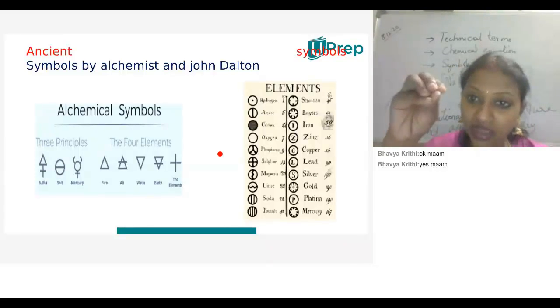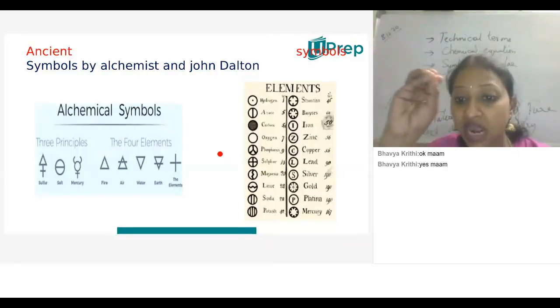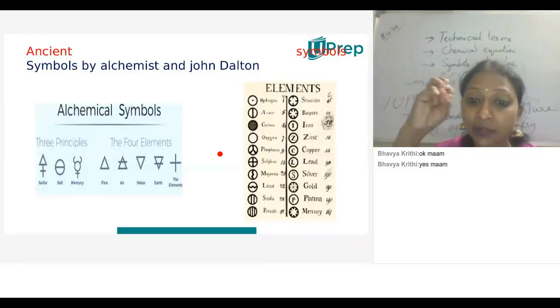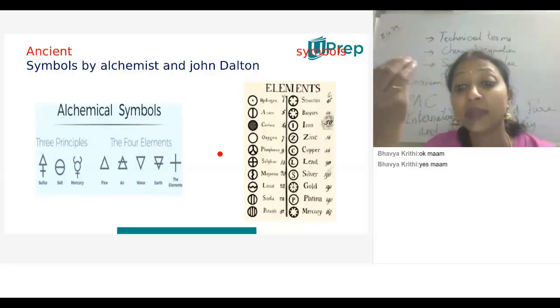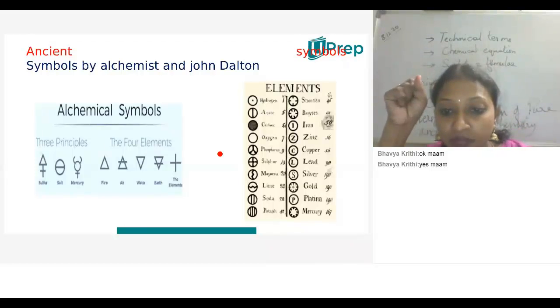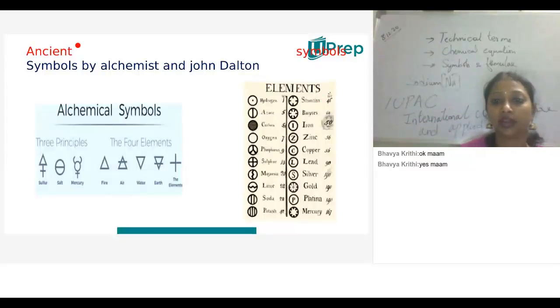Whichever atoms were found at that particular time, they placed under these four categories only. Understood? So on what basis did they divide these four categories? If the elements found were very warm, they placed them under fire and air. So I'll show you the video, and again I'm going to explain it.